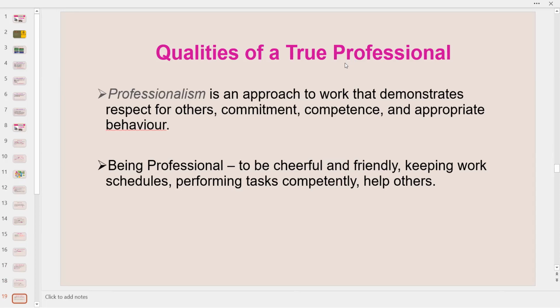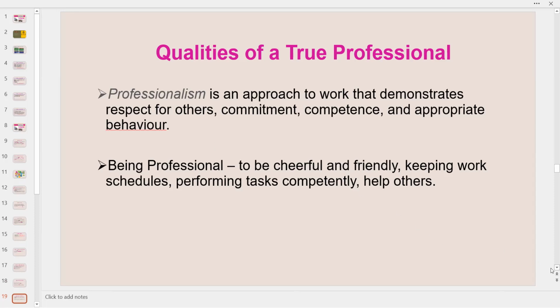So what is a true professional? What are the qualities of the true professional? You may have heard the term professionalism. Professionalism is an approach to work that demonstrates respect for others, commitment, competence, and appropriate behavior. So being a professional means being cheerful, spreading positive vibes in the workplace, being friendly, keeping work schedules, and performing tasks competently, as well as helping others.